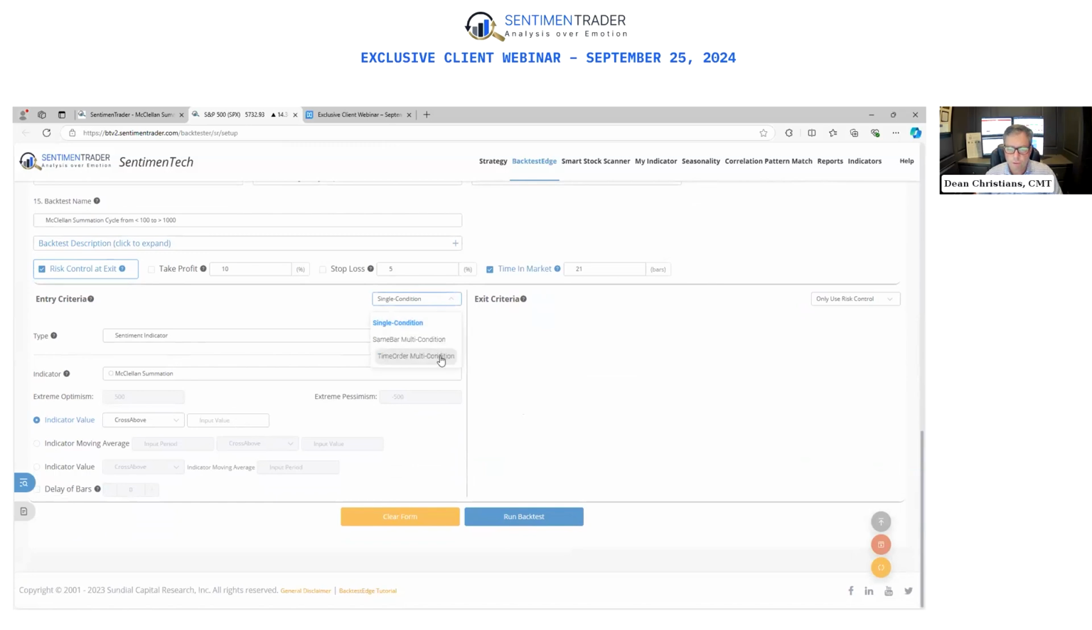All right, so now that we have a name for it, we're going to use one of our new functions, which is the time order multi-condition. In our previous BackTest engine, you could only do single conditions. So this is a new added feature that is really beneficial for testing market indicators. If we click on that, we can see sentiment indicator, McClellan summation. And what I'm going to do is just say, let's cross below 100, which the McClellan summation did not too long ago, a couple months ago.